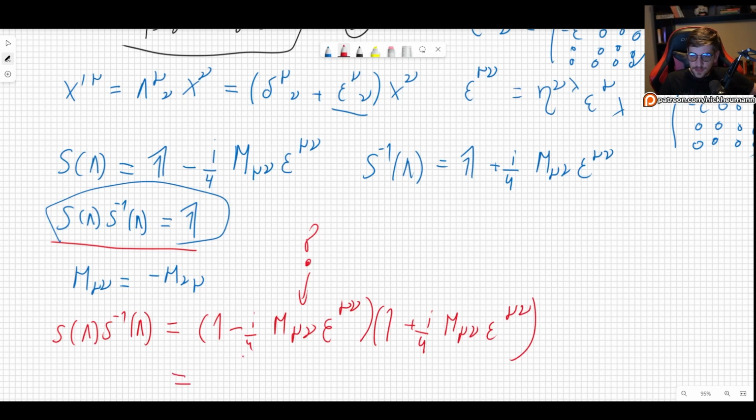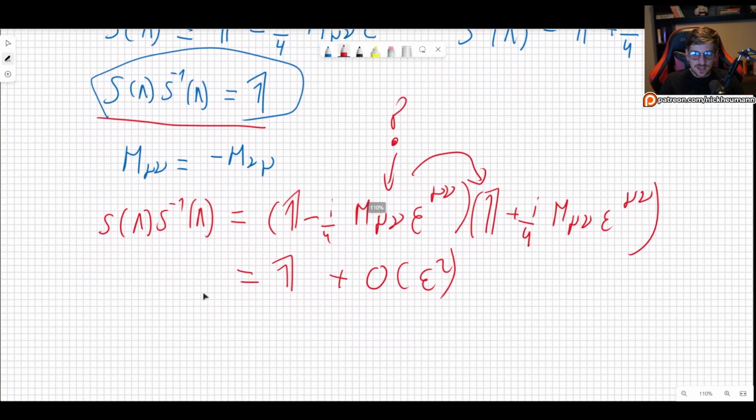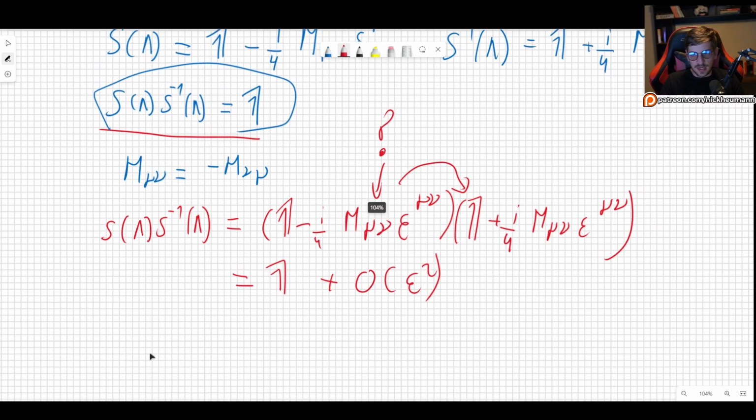Okay, so let's just multiply through. Of course, the identities still give us the identity. Then these two terms will just cancel each other out. When you multiply this times this and this times this, they cancel. Then we have one term that is the product of these two, which will be of order epsilon squared. So to first order, we can see that these matrices do indeed act as the inverse. And considering that epsilon is infinitesimal, this is a pretty reasonable thing to have.